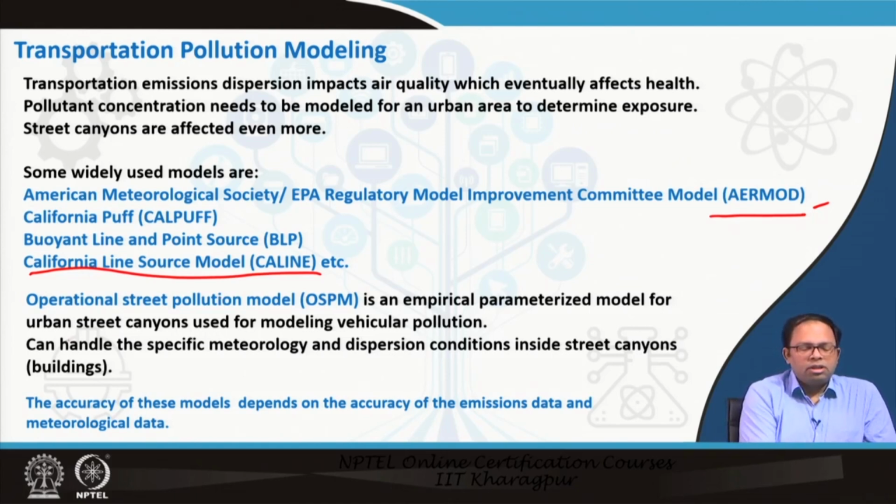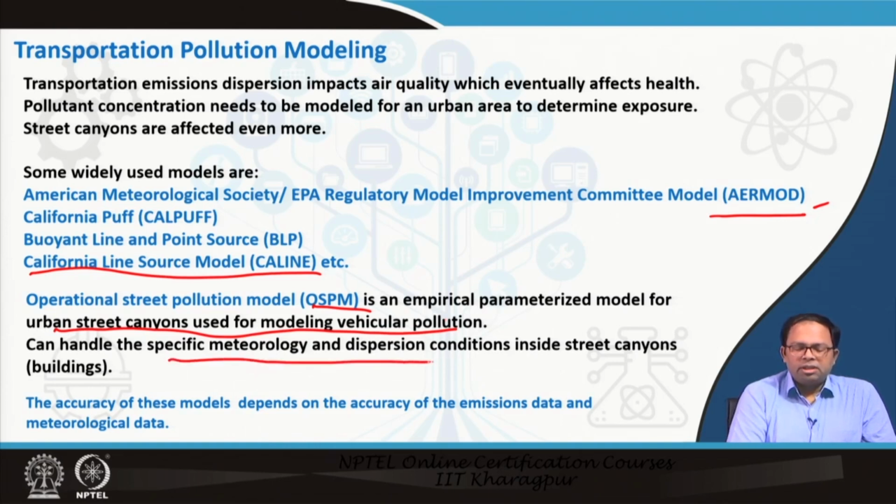So in addition to all these models, there is another model, the operational street pollution model, OSPM. This is again an empirical parameterized model, and this is specially designed for urban street canyons and for modeling vehicular pollution. So this kind of model could also be used to estimate the concentration of pollutants in an urban canyon as well. So this can handle specific meteorology and dispersion conditions inside street canyons with buildings on both sides.